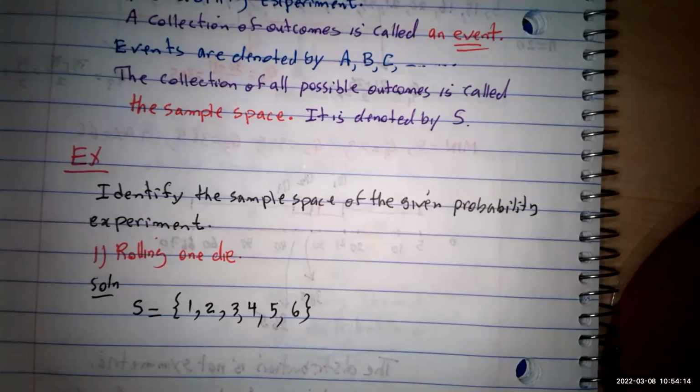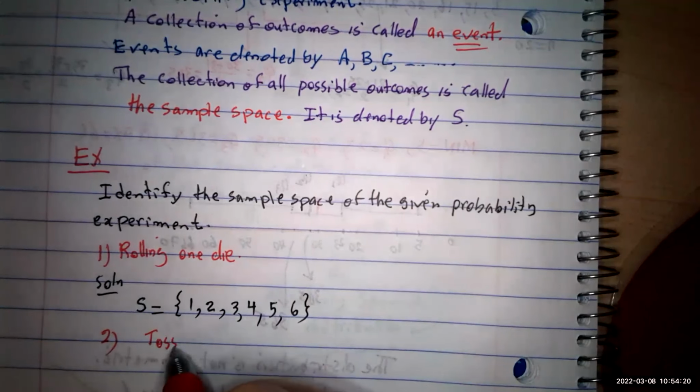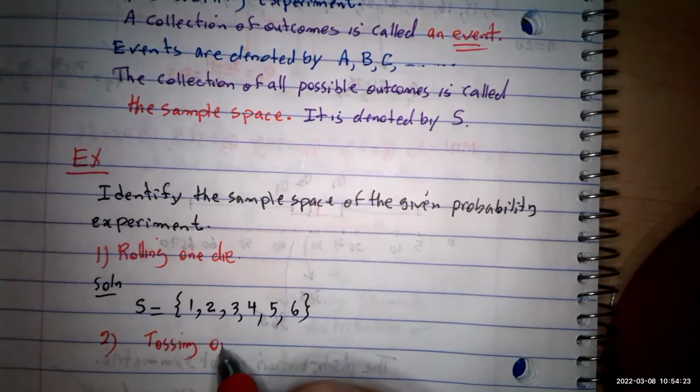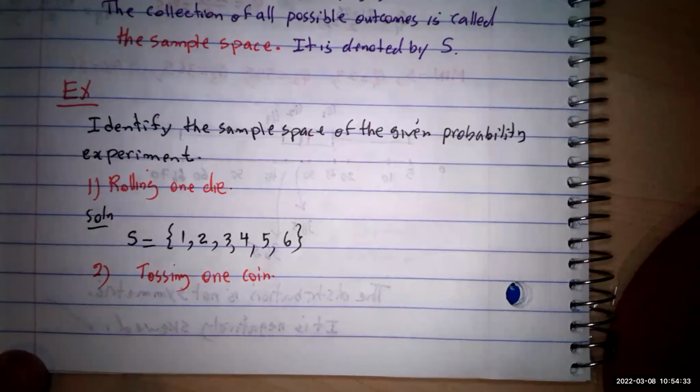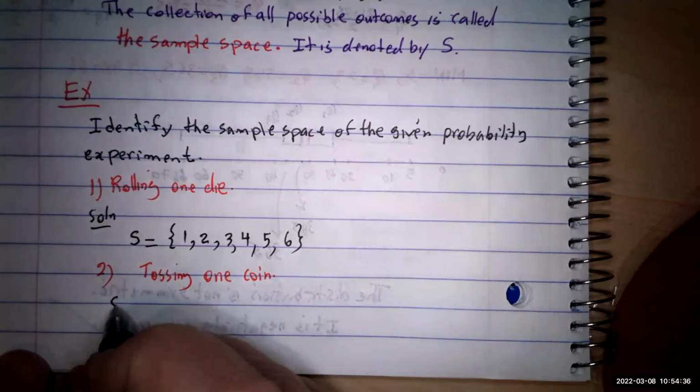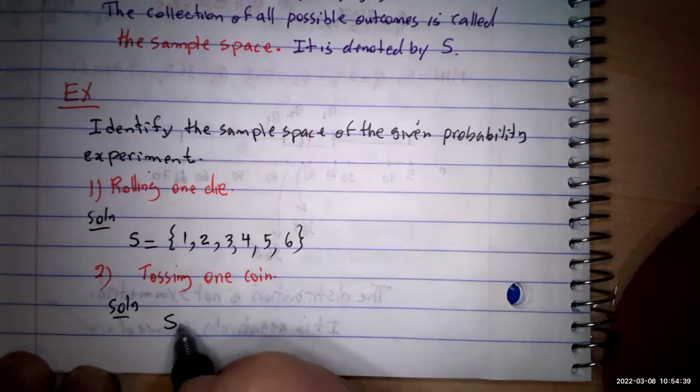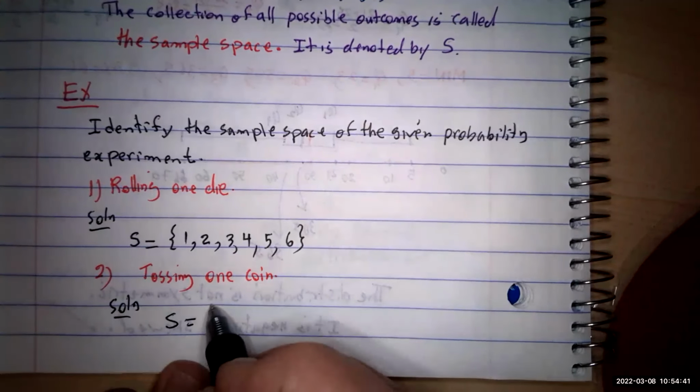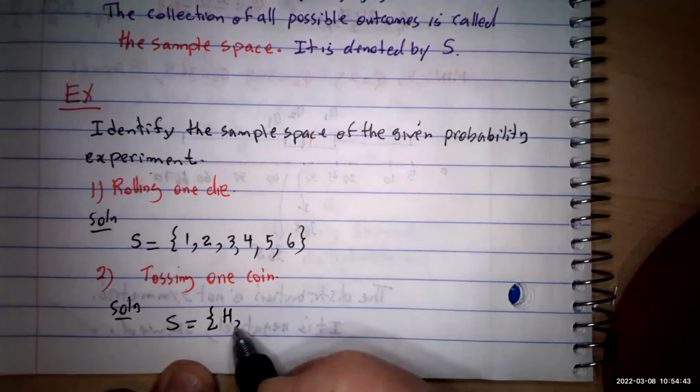So the next one is tossing or flipping one coin. That's clear. If you toss one coin or flip one coin, you have two possibilities only, head or tail. So in this case, the sample space is going to be head or tail. You have two possibilities here. Any question?